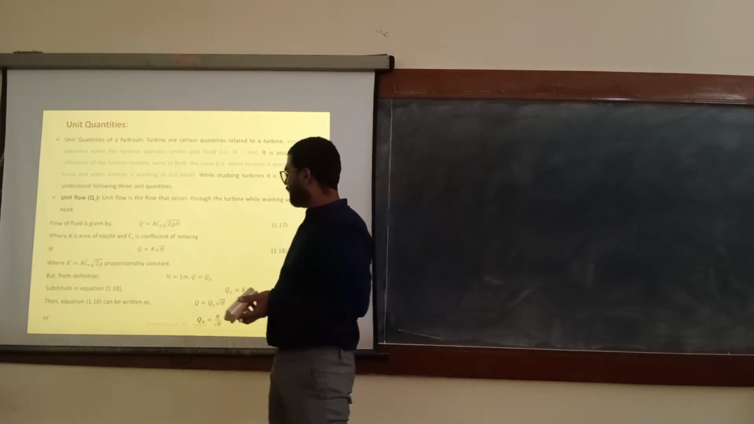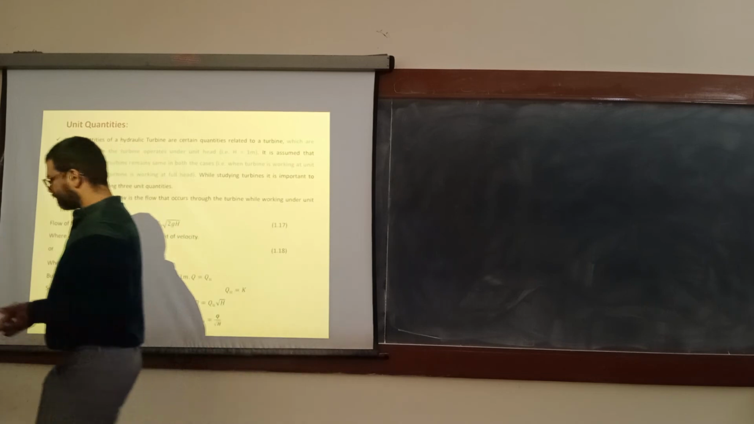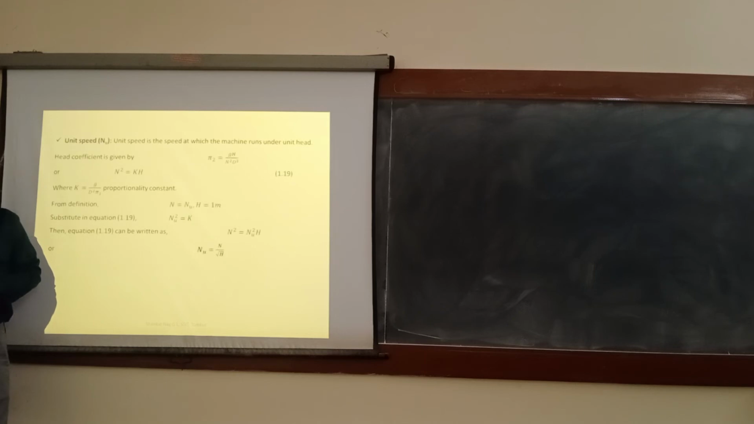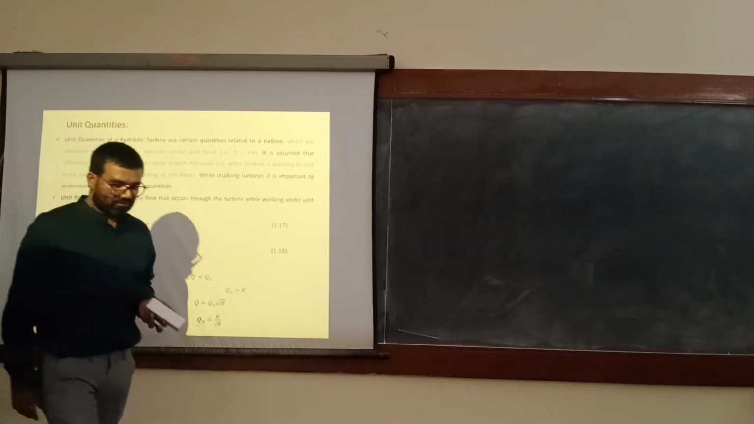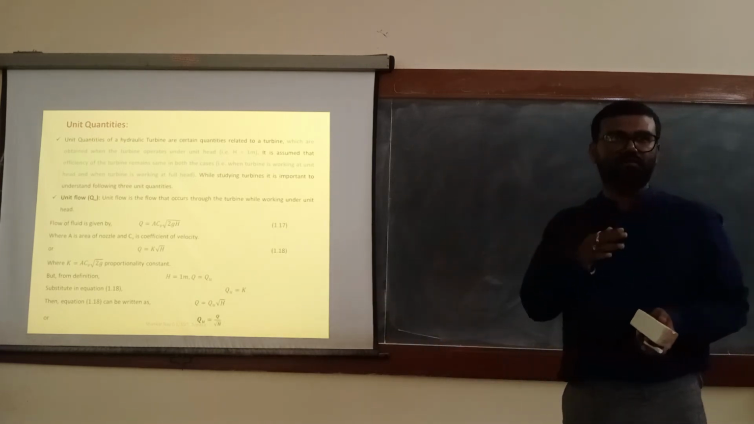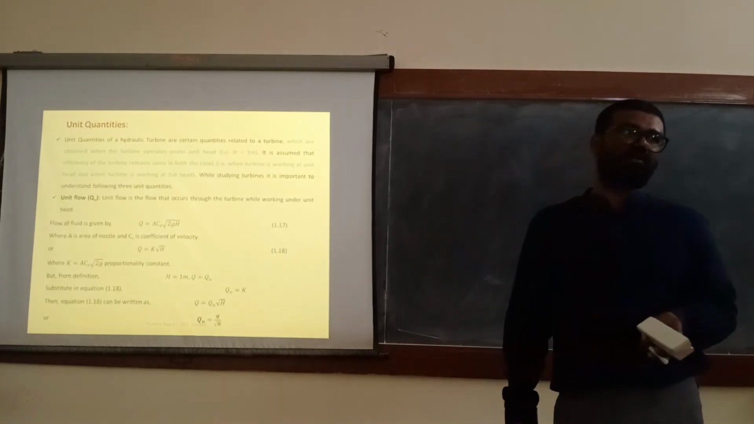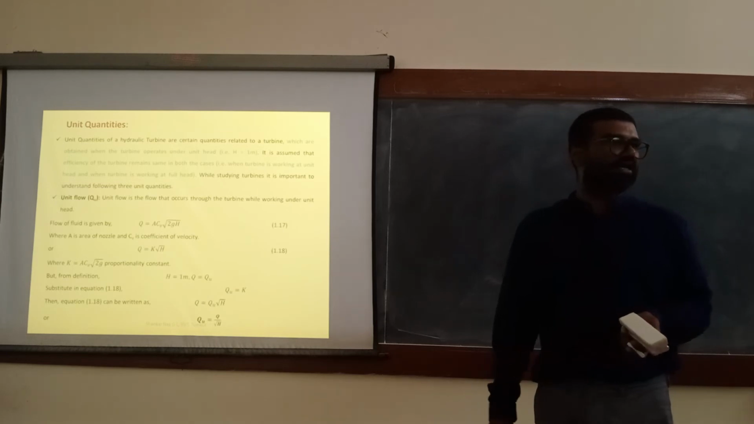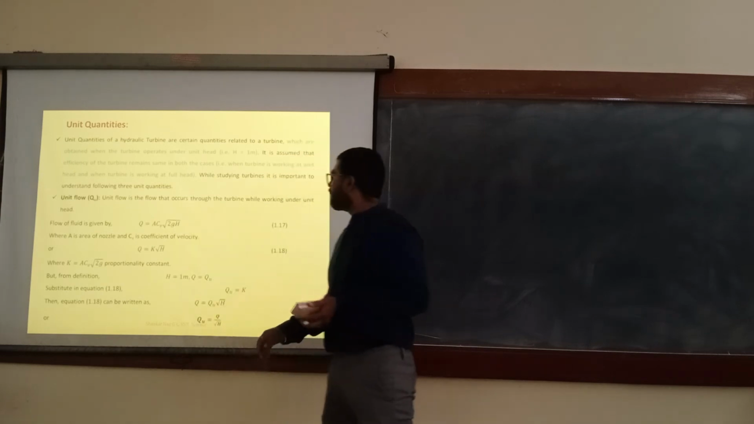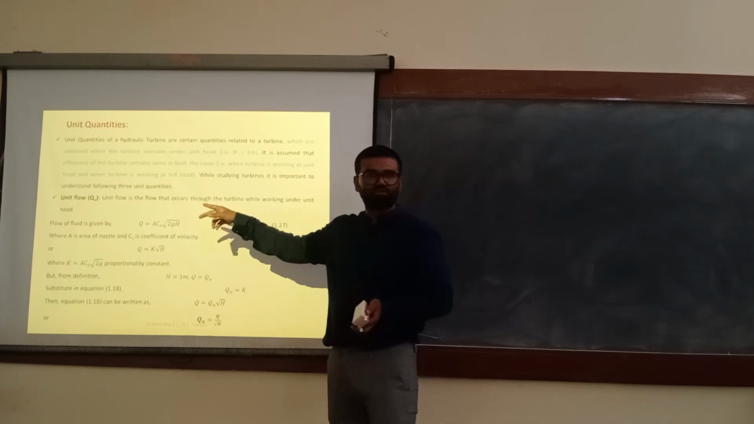Generally we discuss three types of unit quantities: unit flow, unit speed, and unit power. Here we need to derive the expressions for these unit quantities. Unit quantities are also used in our fluid mechanics labs to determine the performance of hydraulic turbines like Pelton turbine, Francis turbine, or Kaplan turbine. First, we have the unit flow, which is defined as the flow that occurs through the turbine while the turbine is working under a unit head.